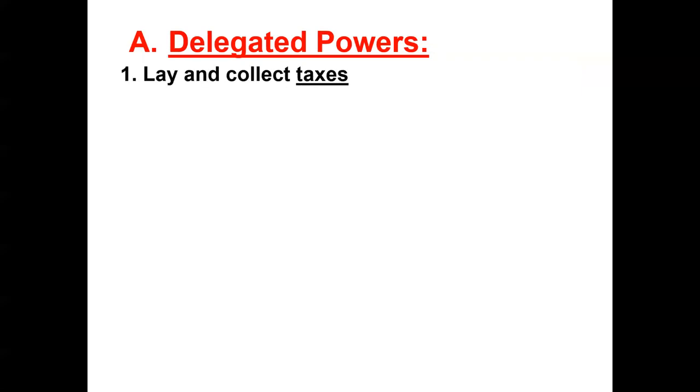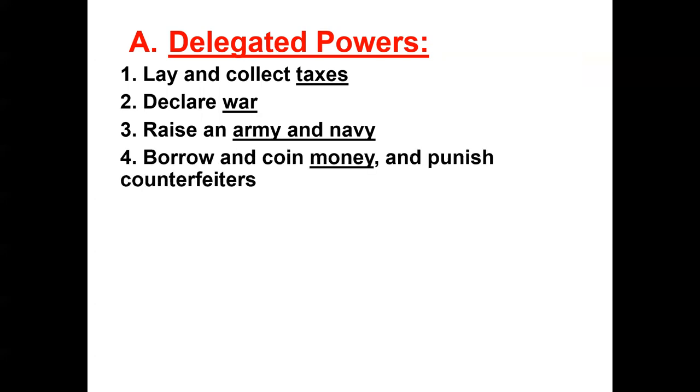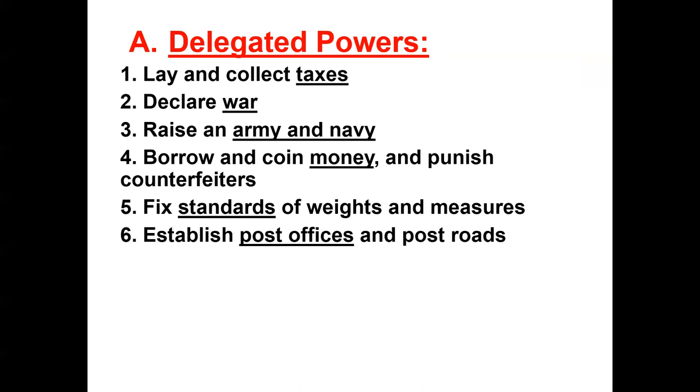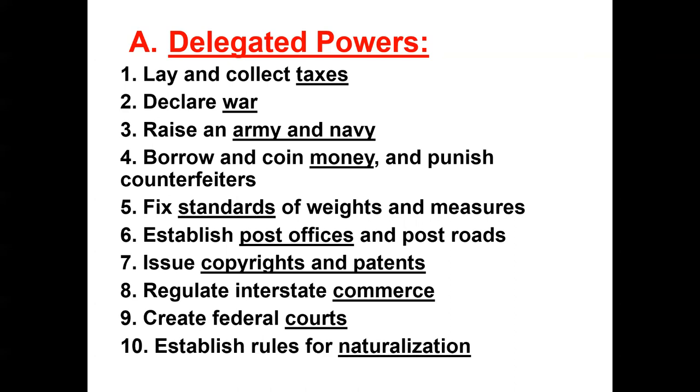Examples: lay and collect taxes, declare war, raise an army and the navy, borrow and coin money, punish counterfeiters, fix the standard of weights and measures, establish post offices and postal roads, issue copyrights and patents, regulate interstate commerce, create federal courts, establish rules of naturalization. And we will cover that. Citizenship. Naturalization means citizenship.